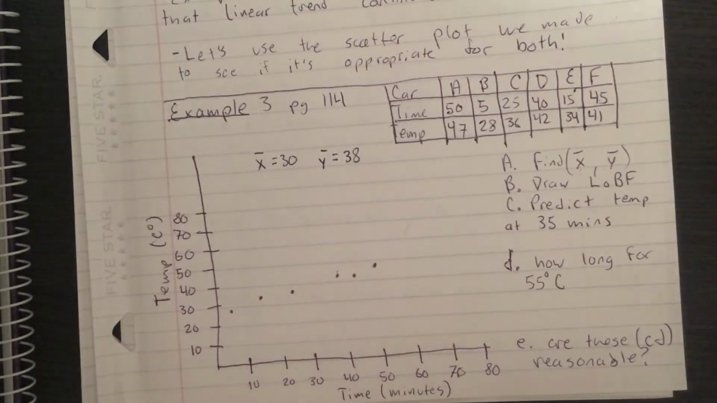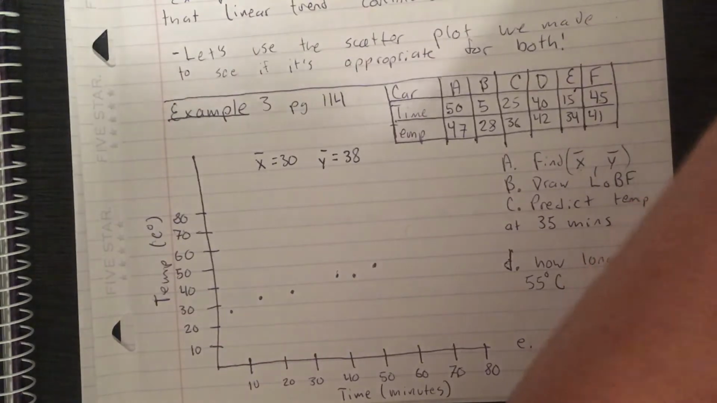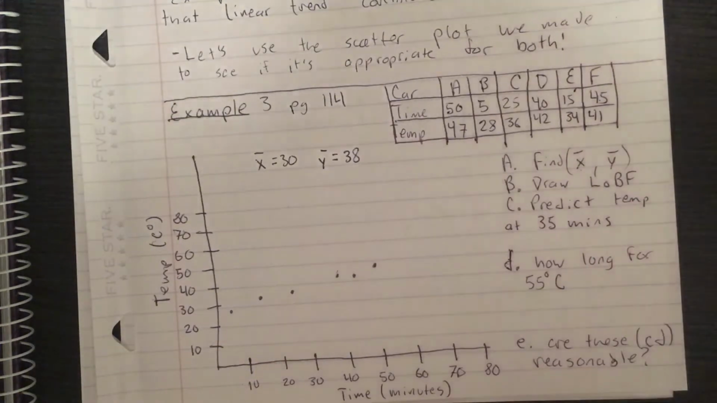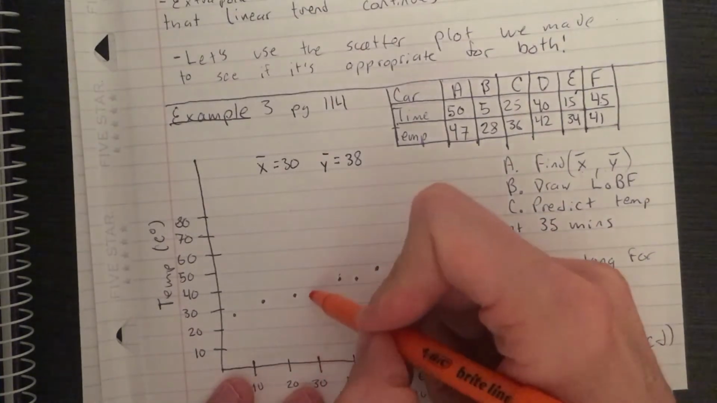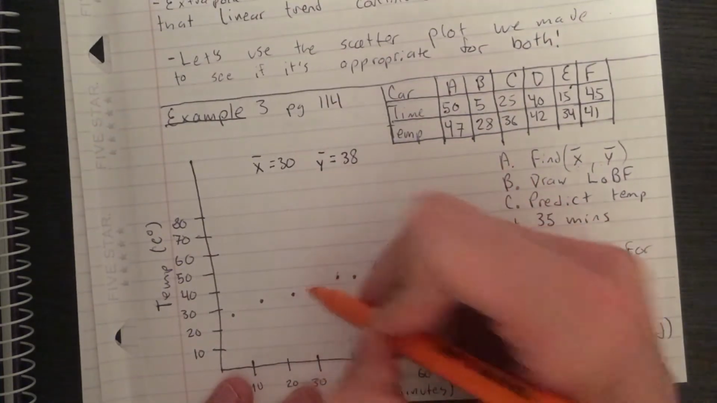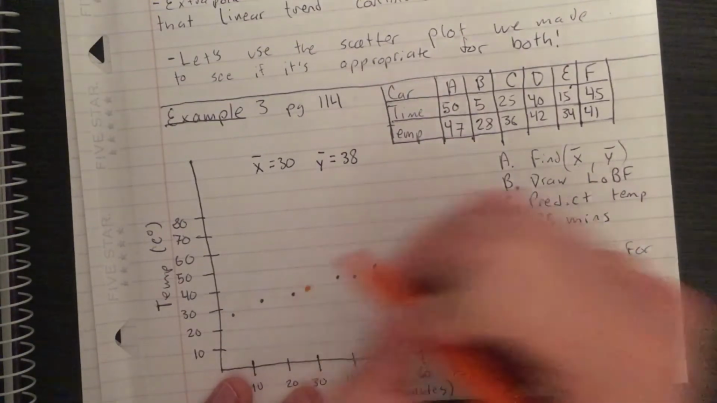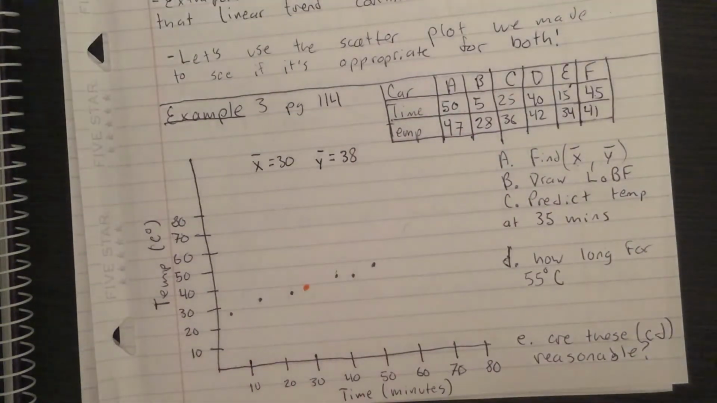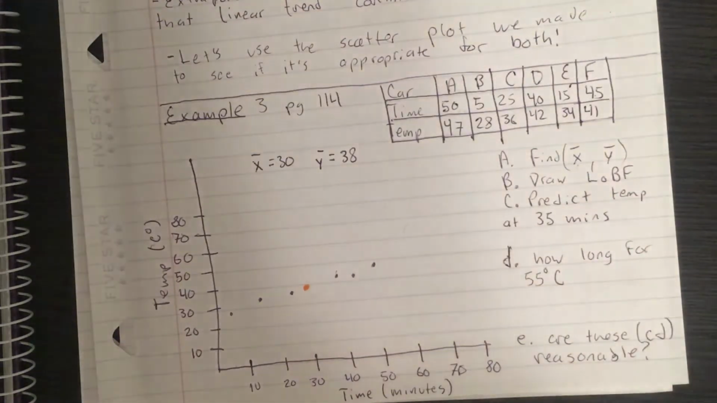So now, when we go to plot this point right here, X bar, Y bar, this is what's going to anchor our line of best fit. So let's see here. We're going to go 30 and then up to 38. That's 36, I need to go a little bit above that. And that is our point right there.